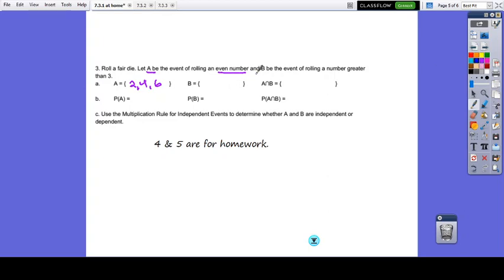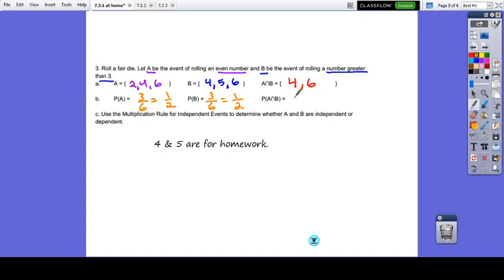Let B be the event of rolling a number greater than 3. Greater than 3, not greater than or equal to, so we have to start at 4, 5, and 6. There's my event B. Then A intersect B, remember, is anything that is in both of them. 2 is not in B, 4 is there, so we put 4 in here, and 6 and 6. So this is 4 and 6. The probability of A: there are 3 things in A and 6 in the sample space, so it's 1/2. The probability of B: there are 3 things in B and 6 in the sample space, so it's 1/2.